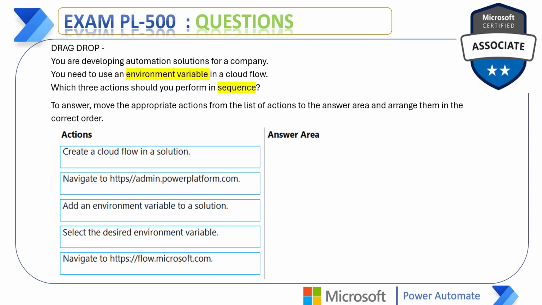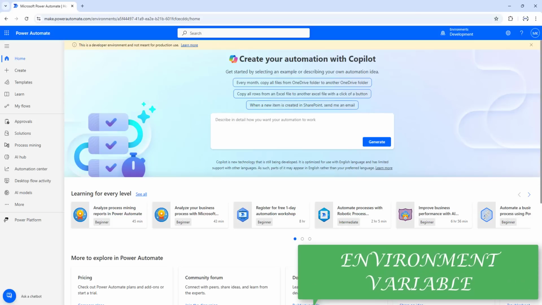Before answering the question, let me give you some theoretical and practical knowledge on environment variables. What is an environment variable? In Power Automate, an environment variable is a solution component that stores parameter keys and values that can be used as input for other application objects.